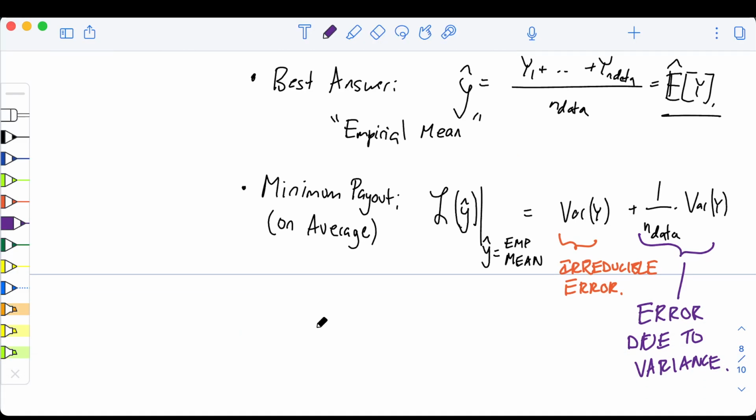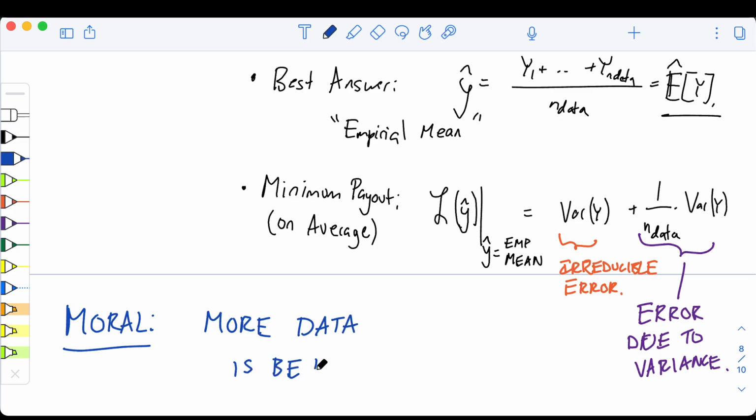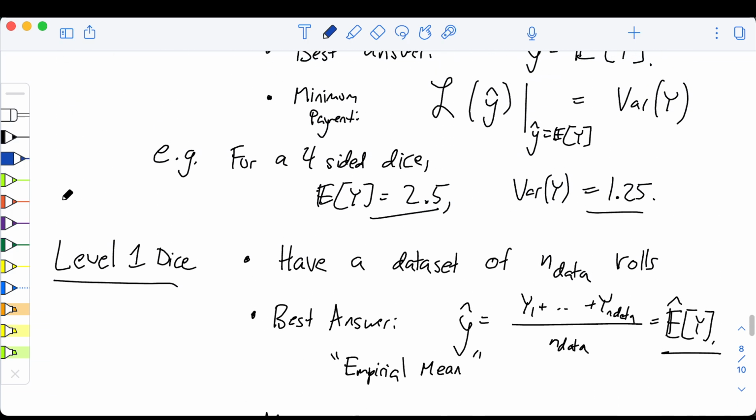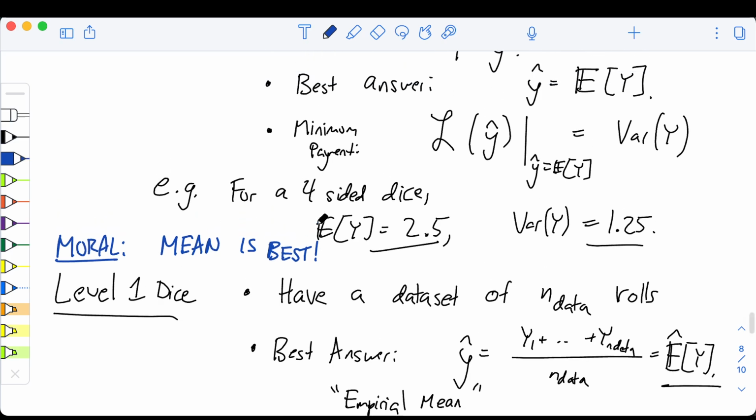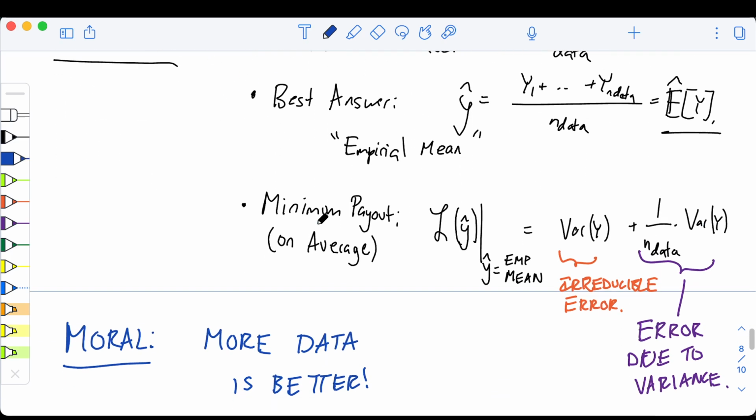So the moral, yeah, let's write moral for both of these. Moral: more data is better. Okay, that's the moral of this one. The moral of level zero, that one had a moral too, which is the mean is the best. So not mode or median for this problem. And it's exactly because we're doing the square loss that the mean is best. That was the moral of the level zero problem. And the moral of the level one problem is that more data is better. Okay.